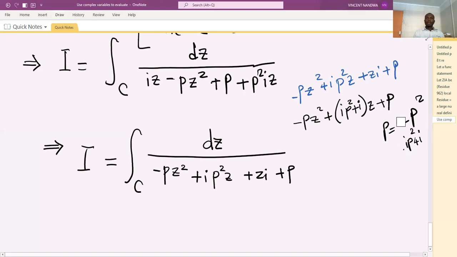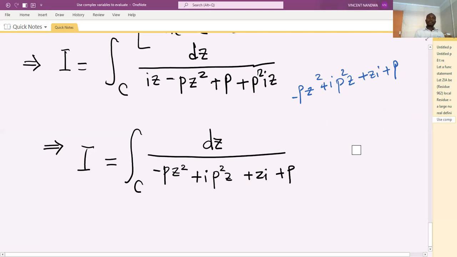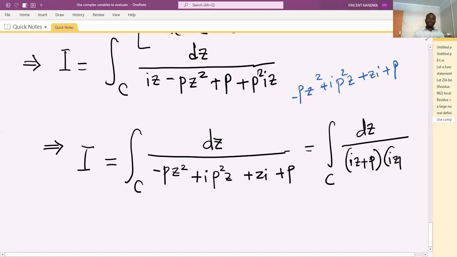Okay, without going into that, we can actually just say this denominator can be rearranged as, I is the integral along C dz divided by iz plus p, and then multiplied by izp, then plus 1.